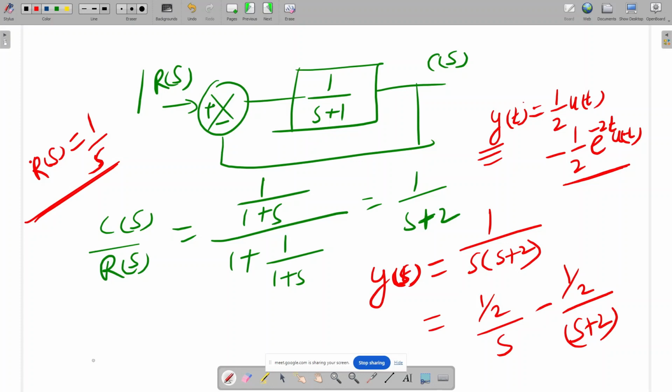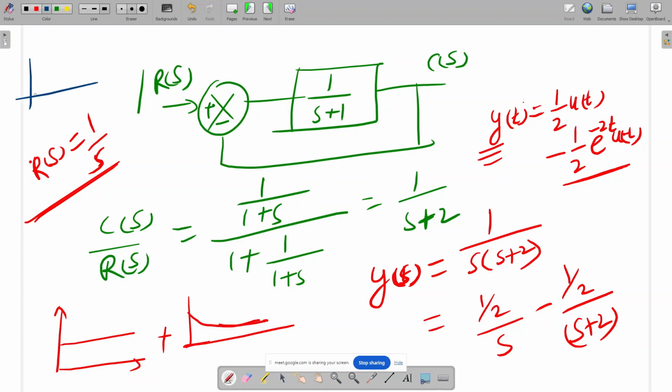See how it will be. One step is there, plus one exponentially decaying signal is there. So this signal will go like this, and it will settle at 1 by 2. This is y of t. At t tends to infinity, it will settle at 1 by 2, because the exponential part, e to the power minus infinity, will become 0.